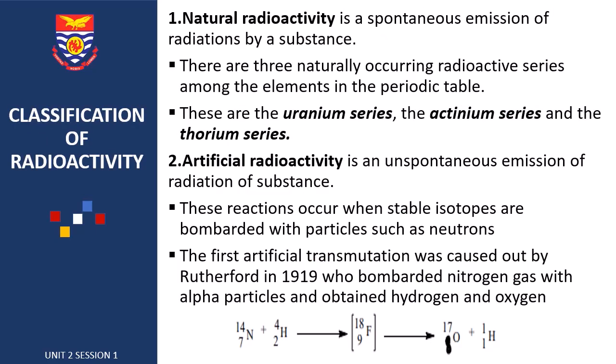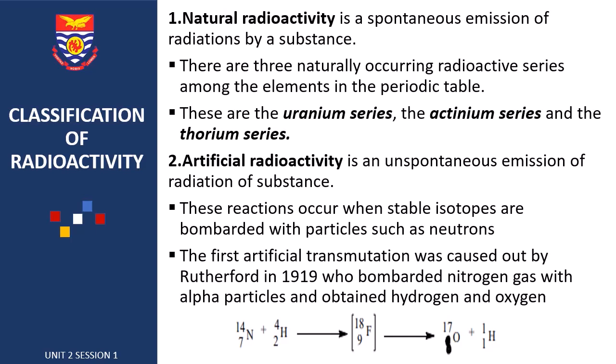Let us look at the classification of radioactivity. So there are two main classifications of radioactivity, which are natural radioactivity and artificial radioactivity. Let's consider natural radioactivity. It involves the spontaneous emission of radiations by substances, and these radiations are emitted by unstable nuclei, which are being converted to stable nuclides. There are basically three naturally occurring radioactive series among the elements on the periodic table, and these include the uranium series, actinium series, and the thorium series.